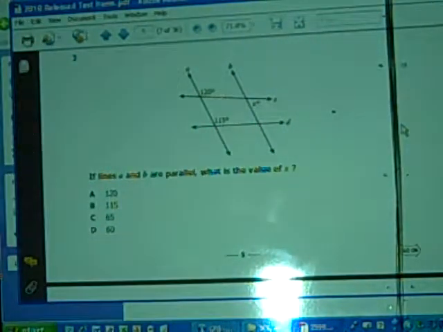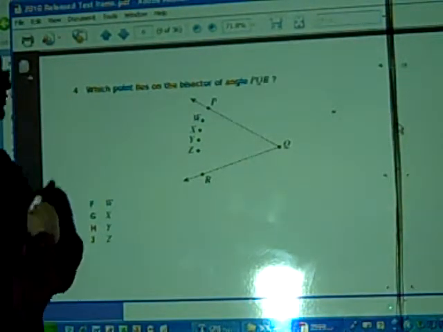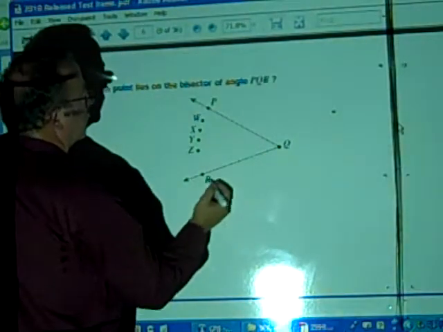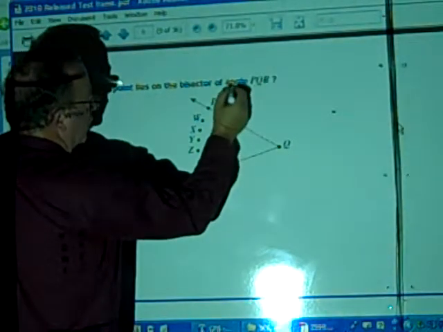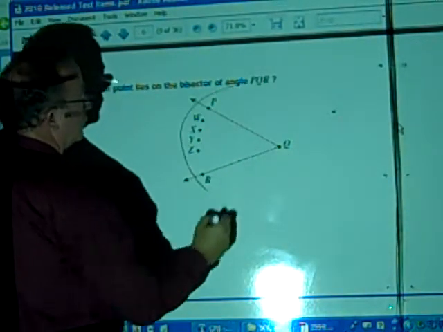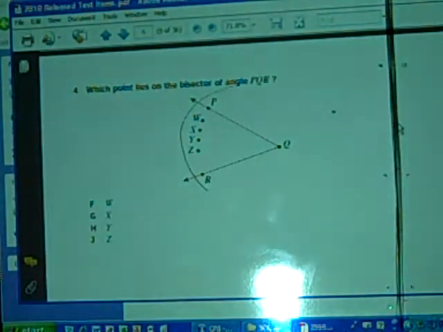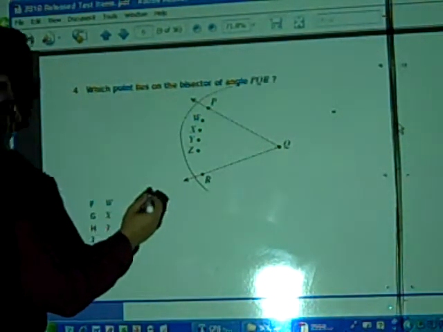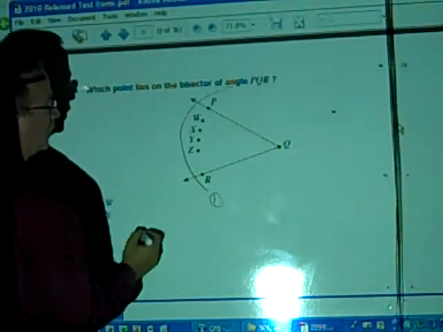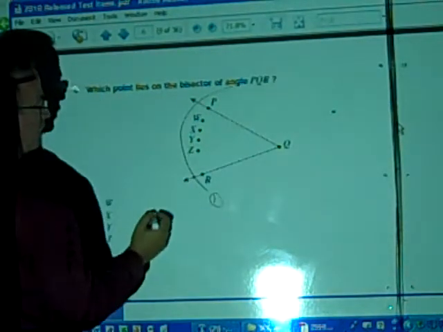Number 4. On this one it says, which point lies on the bisector of angle PQR? So here you're going to have to draw an angle bisector. The steps for an angle bisector, first of all, you're going to put your compass point here. You're going to draw an arc that intersects both of these line segments, or these rays. That's going to be step number 1. Step number 2, you're going to put your compass point here.